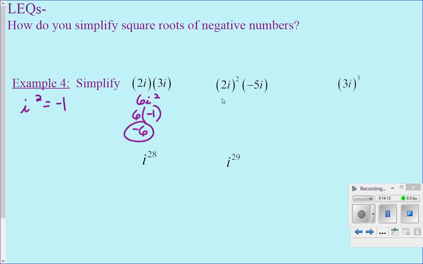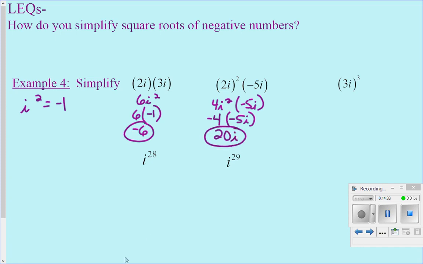So let's look at this one. 2i, the quantity squared, we know that's 4i squared times negative 5i. And 4i squared we know is 4 times negative 1, which is negative 4. And we're going to multiply that times negative 5i. So negative 4 times negative 5 is positive 20i.